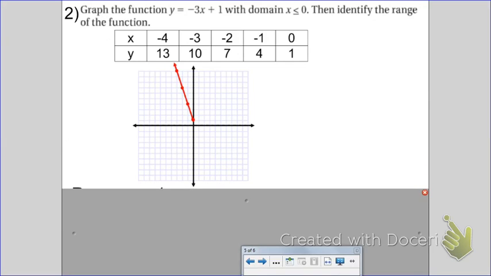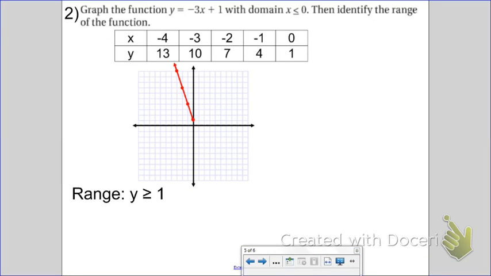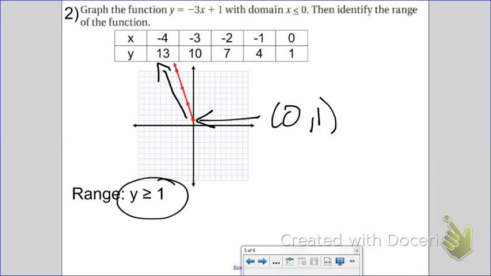I then graphed those points on the line. So you can tell I have a ray again here because I can't have any part of my graph being to the right of that y-axis. And it can't be to the right of the y-axis because that's where x is equal to 0. Now I'm identifying the range. Well, I see that my lowest point is right here, and that's at the point 0, 1. So my range starts at 1 and then goes higher and higher as it's moving to the left. So that is how I got y is greater than or equal to 1.